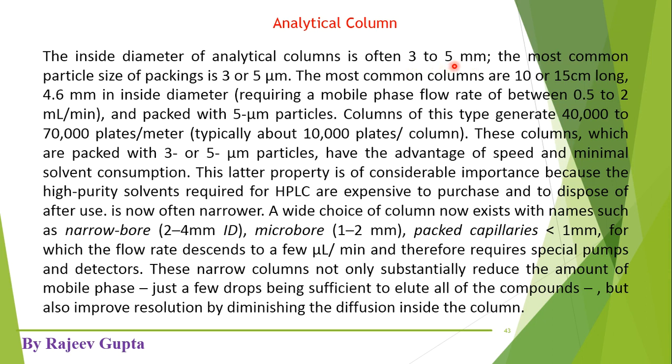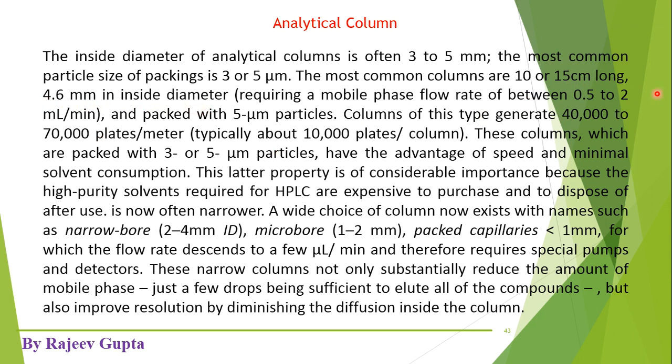It is very small, meaning these columns have very small lumens. In this 3 to 5 mm lumen we fill our stationary phase. The most common particle size of packing is 3 or 5 micron. As we discussed earlier, the particle size of the stationary phase material, silica gel, is very small in HPLC, so it is 3 to 5 micron. The most common columns are 10 or 15 centimeter long. This is the length of the analytical column used in HPLC, 4.6 mm in inside diameter.